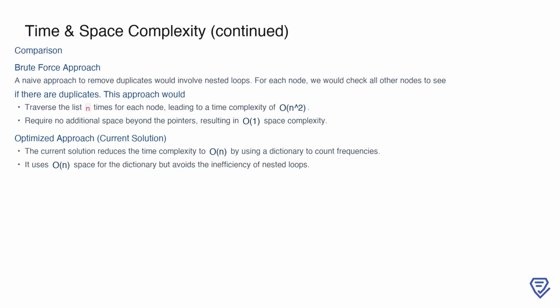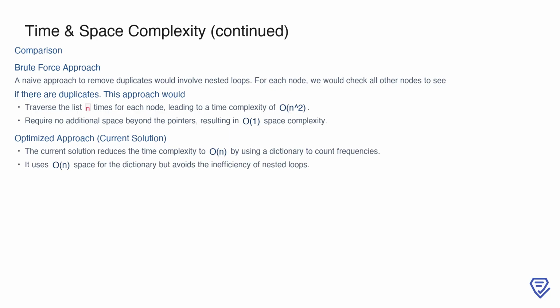When comparing this optimized approach to a brute force method, the difference becomes clear. A naive solution would involve nested loops, where for each node, we check all other nodes for duplicates. This would result in O(n squared) time complexity due to repeated traversals, though it would only use O(1) space since no extra data structures are involved. In contrast, our optimized solution reduces the time complexity to O(n) by using a frequency dictionary. While this adds an O(n) space requirement, it eliminates the inefficiency of nested loops, making it far more scalable for larger lists.